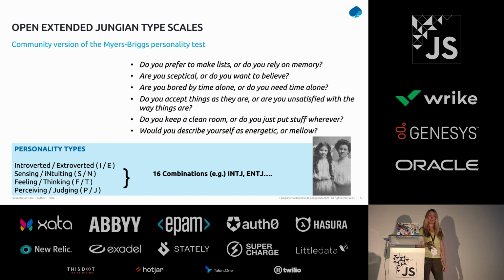And then there's an open source algorithm. So if you disagree with it, you can submit a PR to the open source project, which will assign you a personality type. These are the opposite pairs: you could be introverted or extroverted, sensing or intuiting, feeling or thinking, or perceiving or judging. And those sets of letters then group together to form 16 possible combinations.